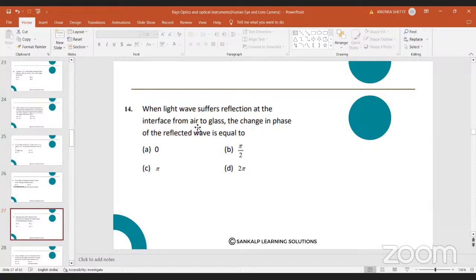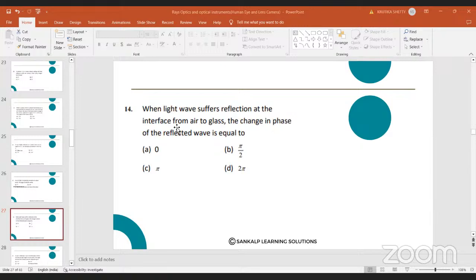Yes, when the ray is reflecting from the surface of a rarer to a denser medium, air is the rarer medium and glass is the denser medium, the phase difference will be pi. Option C is right. Option C is correct. How is option C right here?